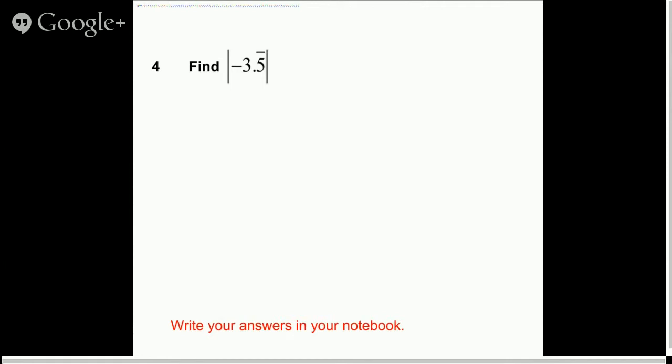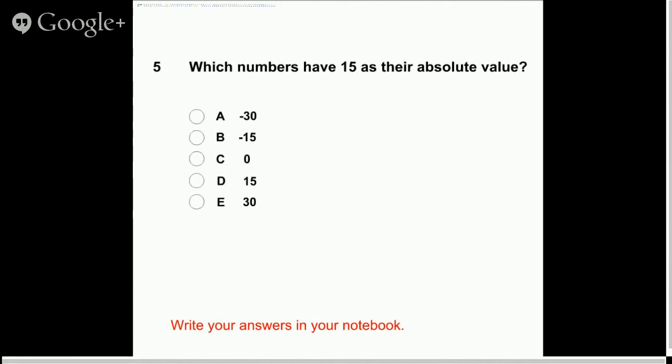Write your answer to this one. Go ahead and pause it. Correct answer is positive 3.5 forever. Make sure you still include that line above it. It doesn't go away. Positive 3.5 forever.